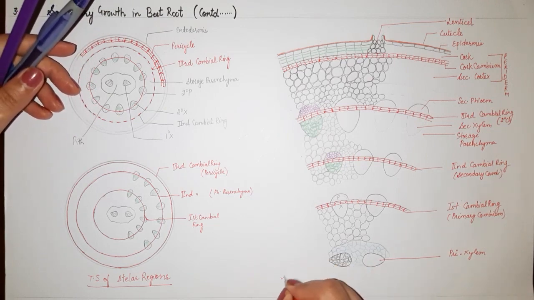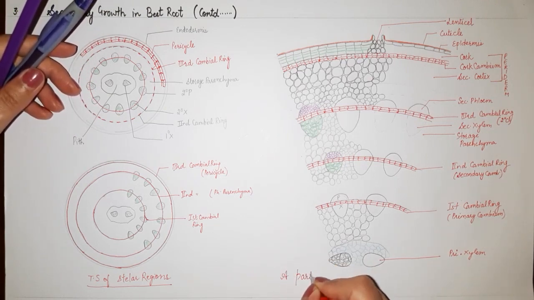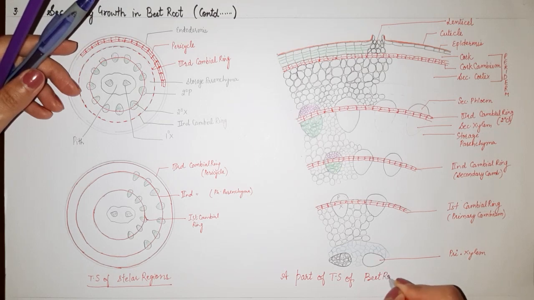So this is a part of TS of beetroot showing secondary growth.